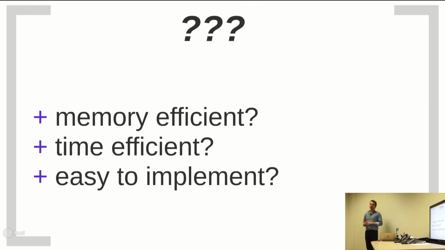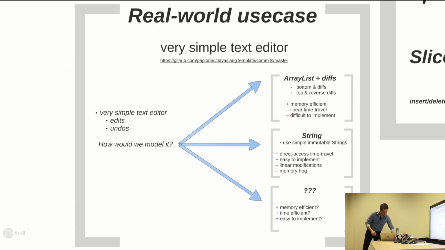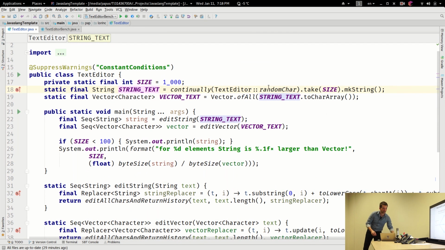Is it possible to design a data structure that is memory efficient, is time efficient, and is easy to implement? If the answer were no, then I wouldn't be holding this presentation. Let me try to model some random characters and store them in a string, and store the same thing in Javaslang's vector, the one that I implemented.